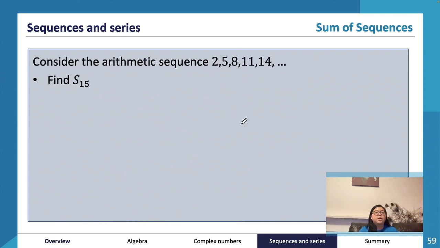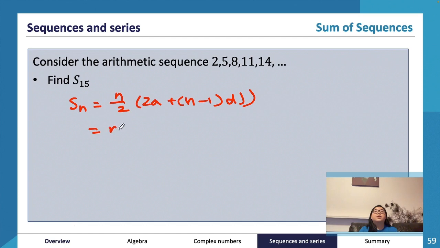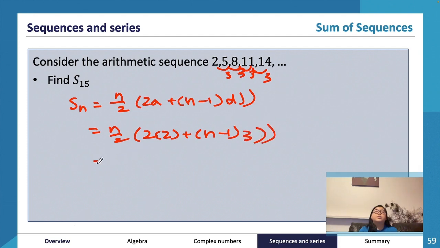Cool, awesome. All right, so now they want us to do the arithmetic sequence and find the sum. So the equation for the sum of n was equivalent to n over 2 times (2a plus (n minus 1) times d). So we would have n over 2 times (2 times 2, plus (n minus 1)d). So d, we can see 3, 3, 3, 3, so that's times by 3. So we'll have n over 2 times (4 plus 3n minus 3). So we'll have n over 2 times (3n plus 1).